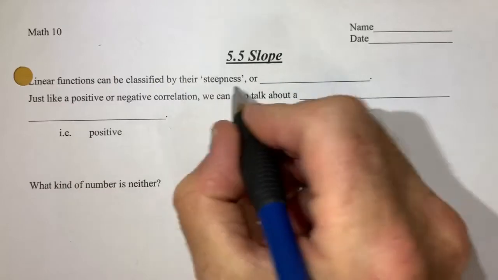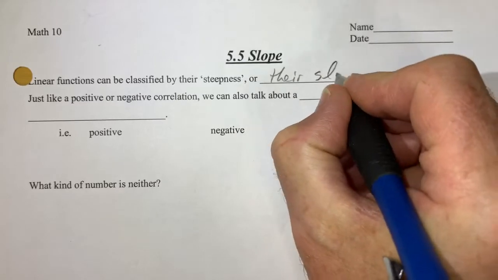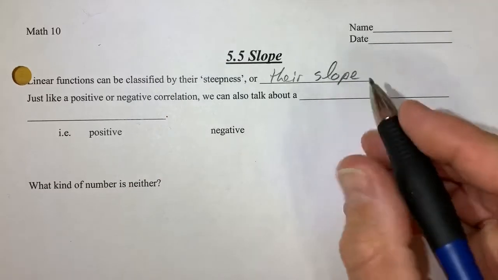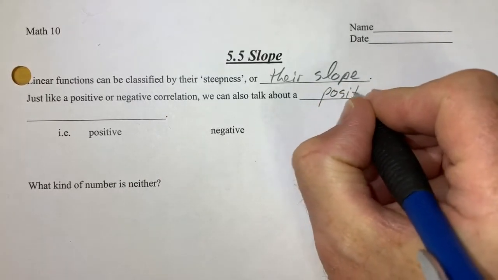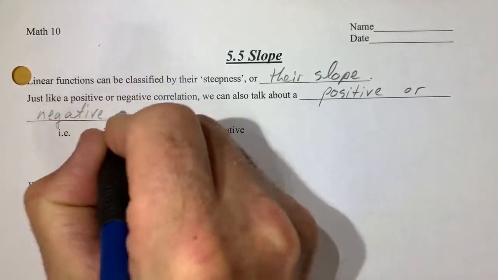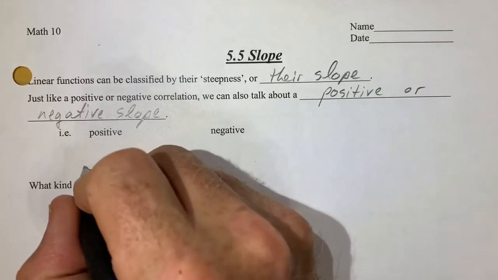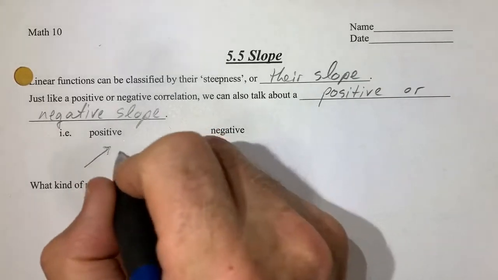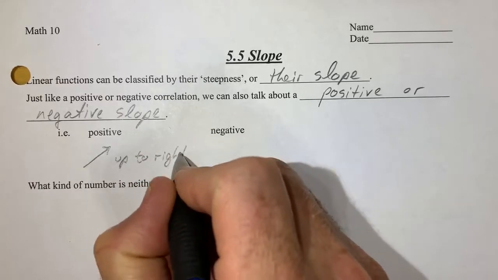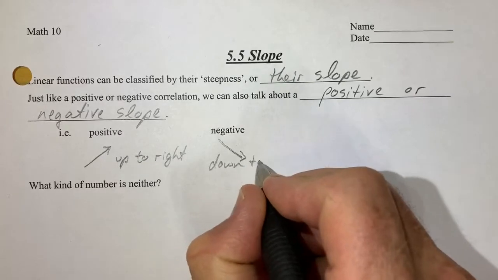They can be classified by their steepness, how steep they are, or we call it their slope, the slope of the line. So just like positive and negative correlation, you can also think about a positive or negative slope. Now for people that are right-handed, this makes it easy. Put your right hand in the air. In other words, something's going up like that. If it's going up to the right, that's positive. A positive slope goes up to the right. A negative slope means it goes down to the right.